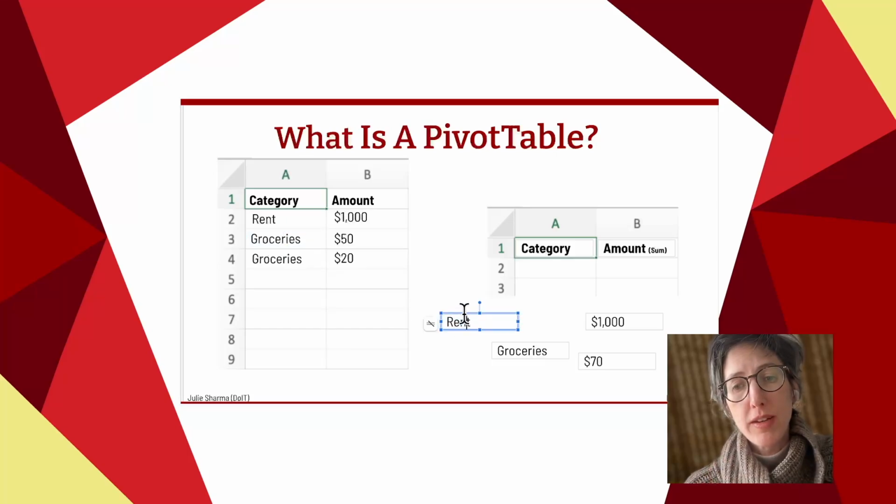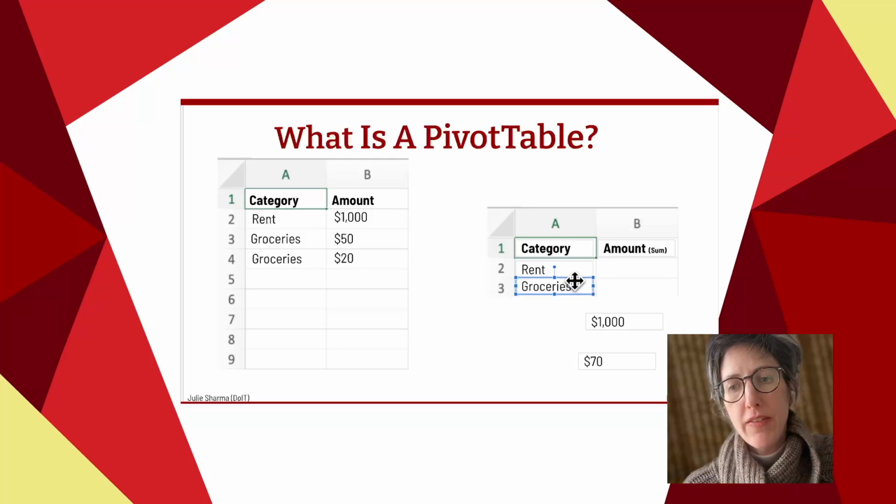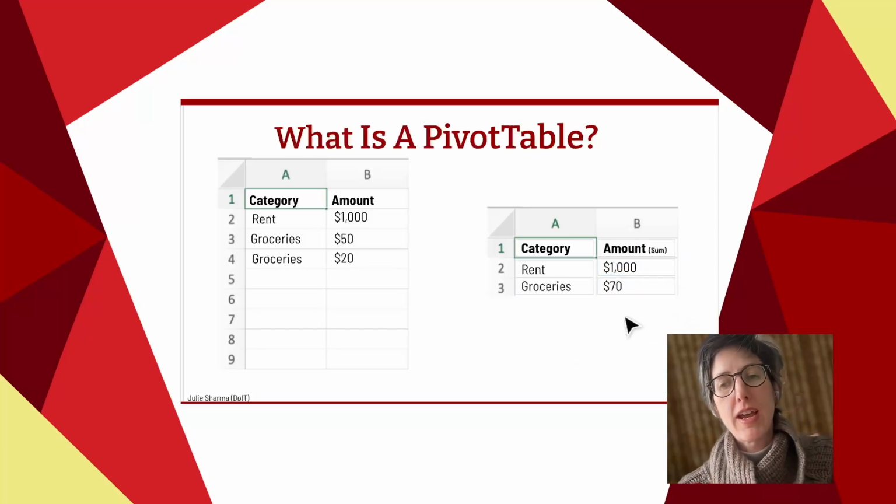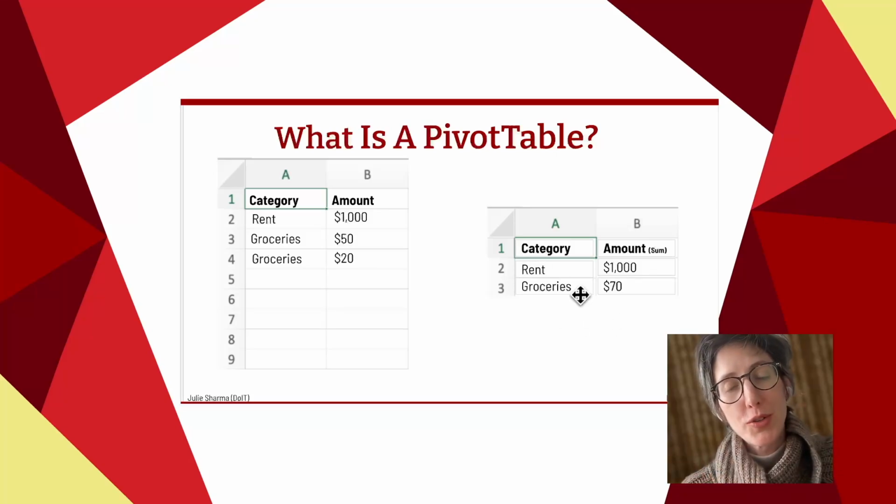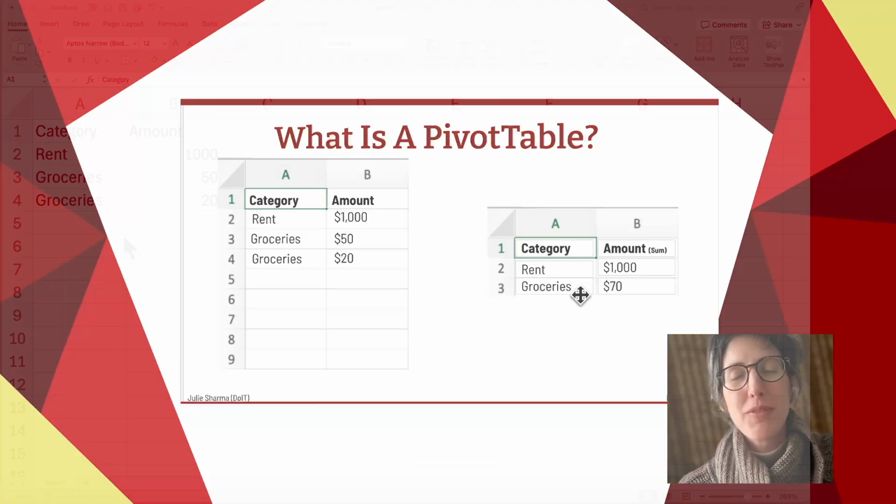once. So rent, I list once. Groceries, I list once. And then I'll sum up how much for each category. So rent had only one entry of $1,000. So that was the sum of rent. But grocery had two entries, 50 and 20. So that total, that $70 total, will go next to that. And I have manually created a pivot table showing me the total purchase amounts by category. Well, let's take a look at how you can do this in Excel automatically.